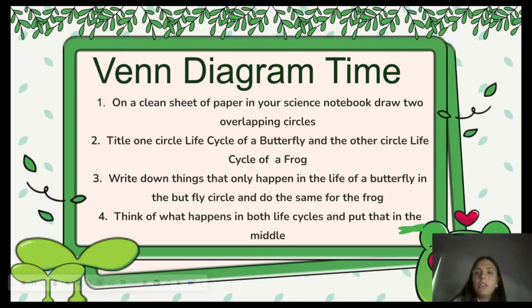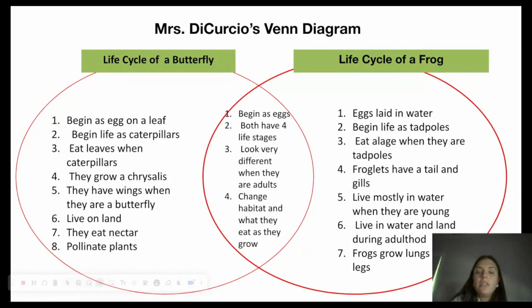Okay, my friends, that was the timer, so we're going to go ahead to the next slide. So this is Mr. Curcio's example of a Venn diagram. As you can see, I have my titles, I have my overlapping circles, and I have what's the same in the middle. So to start with the life cycle of a butterfly, they begin life on a leaf. They begin life as caterpillars, and they eat leaves when they're caterpillars. And then those caterpillars grow into a chrysalis, so that process that we talked about.